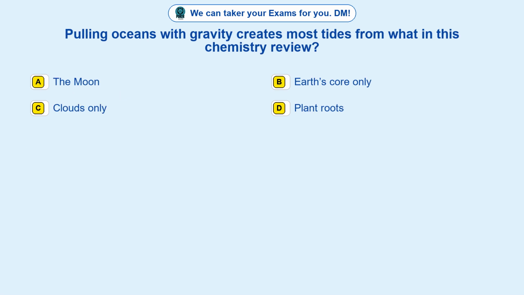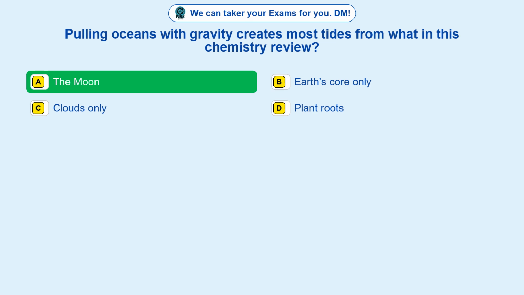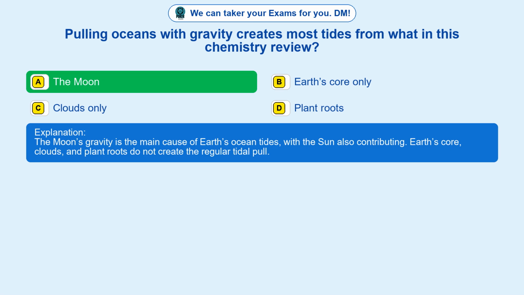Question 91. Pulling oceans with gravity creates most tides from what in this chemistry review? Option A, the moon. Option B, Earth's core only. Option C, clouds only. Option D, plant roots. The correct answer is option A. The moon. The moon's gravity is the main cause of Earth's ocean tides, with the sun also contributing. Earth's core, clouds, and plant roots do not create the regular tidal pull.